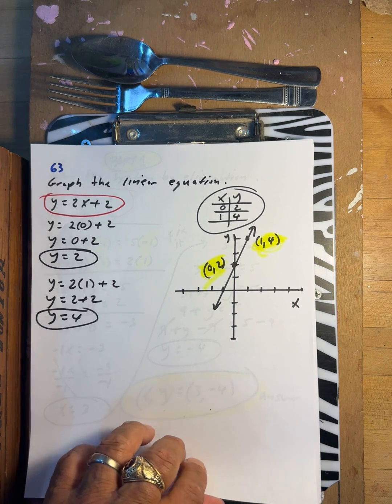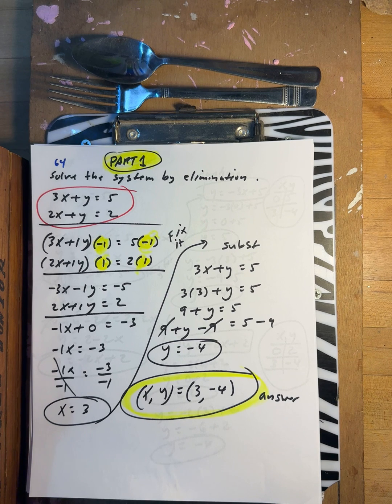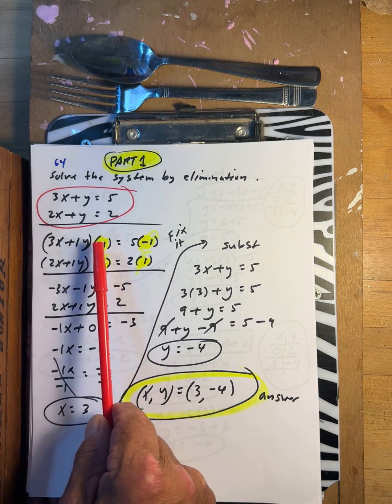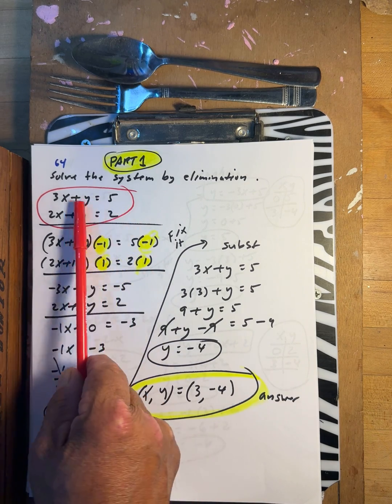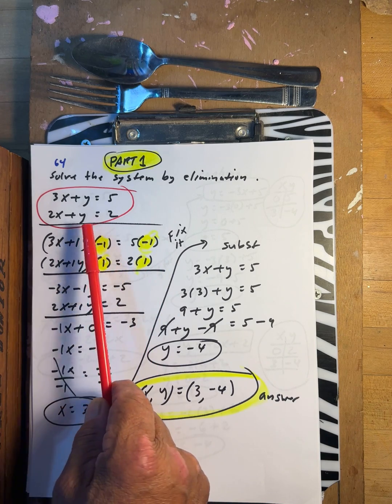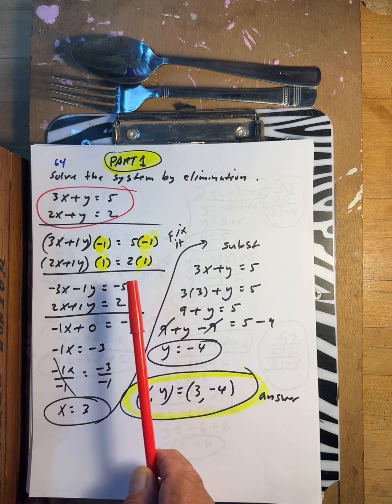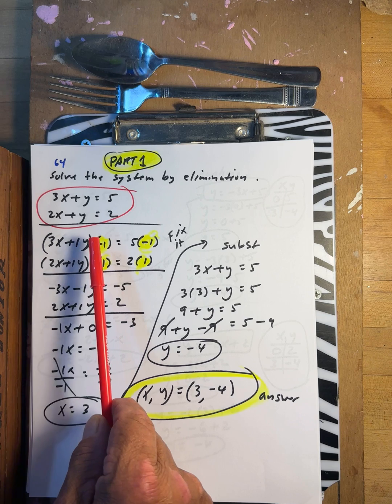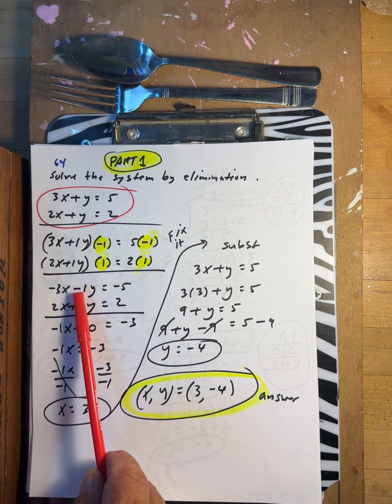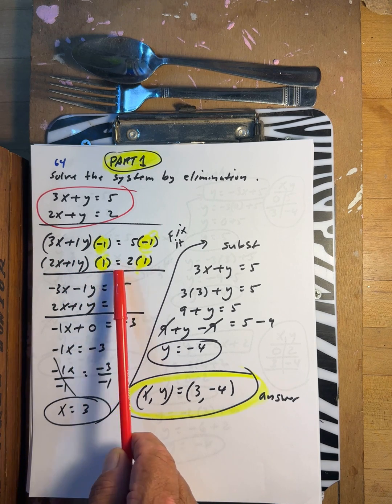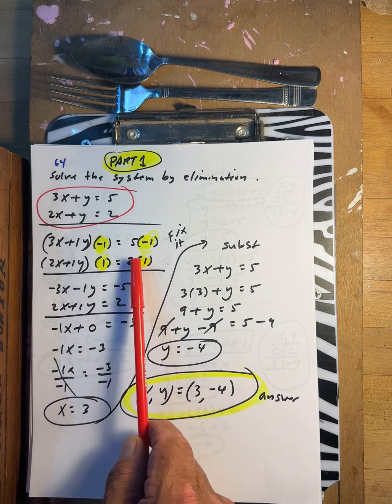Okay? Easy numbers. Oh, solve the system of equations by elimination. So I'm going to get rid of the y's. So what I'm going to do is put negative 1 times this, negative 1 times that. The first one by negative 1 and negative 1. The second one I multiply by 1 and 1. It's not going to change. But this is what happens here. Negative 1 times this is negative 3x, negative 1y equals negative 5. And then 1 times this, same thing.